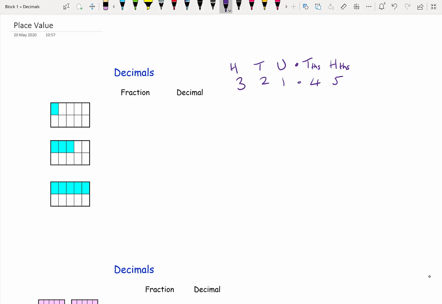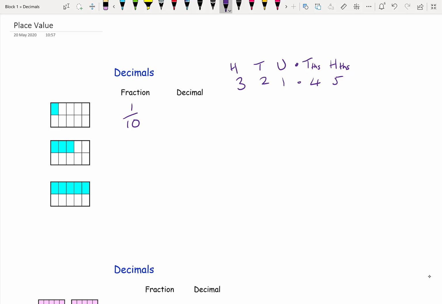So looking at the examples that we've got, looking across at the shapes, first thing we're going to try and do is pick out the fraction of the shape that is coloured in blue here. So looking at the first rectangle, I've got 1 bit coloured in out of 10 altogether. So my fraction there is just 1/10.